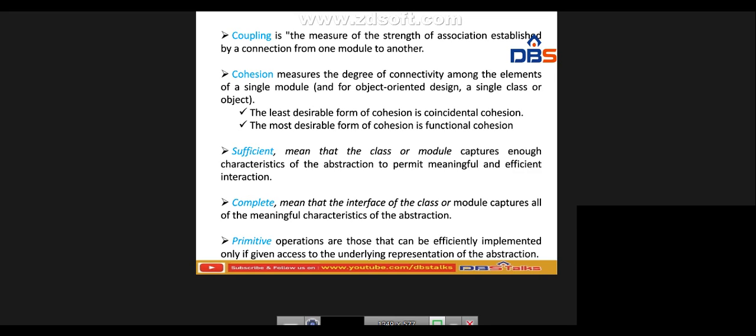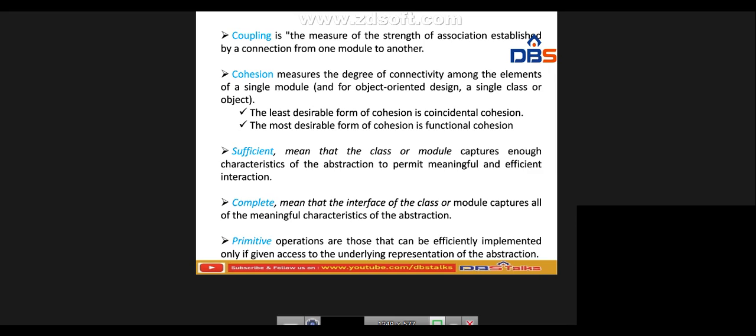And cohesion measures the degree of connectivity among the elements of a single module. Based on a single module, you can use it. The least desirable form of cohesion is coincidental cohesion, and the most desirable form of cohesion is functional cohesion. So these are coincidental and functional cohesion, the least and the most desirable.